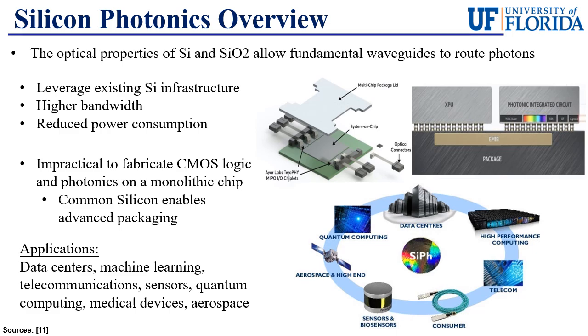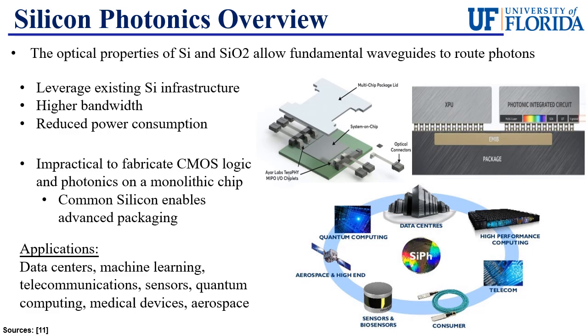The optical properties of silicon and silicon dioxide give rise to a specific class of photonic devices, being silicon photonic devices. The reason silicon photonics is so distinct compared to other material systems that may be able to create photonic devices is because silicon photonics can leverage the existing silicon manufacturing infrastructure, as mentioned before. Using photons, silicon photonic devices can achieve higher bandwidths while consuming less power and are easier to manufacture. While it has been an idea to fabricate CMOS alongside photonics on a monolithic chip, it's generally impractical and creates a lot more problems than it does solutions.